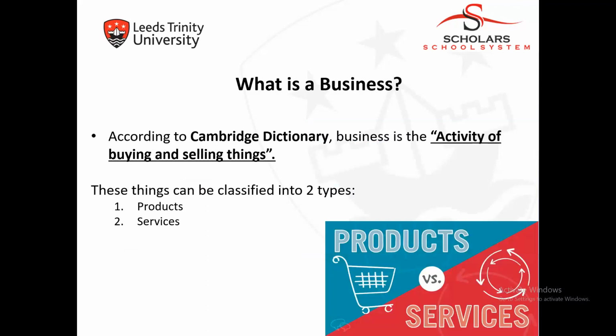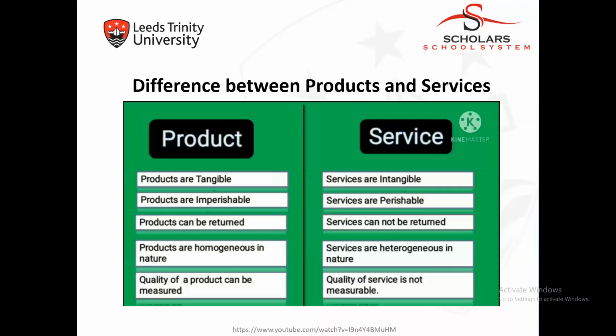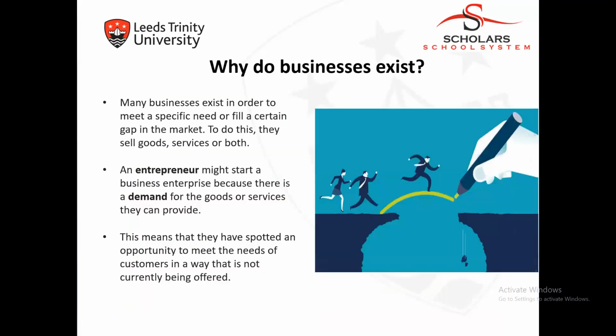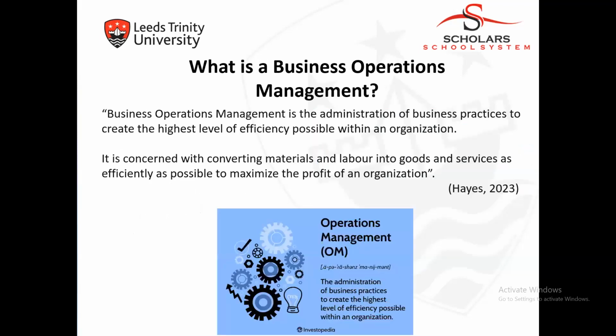And then we discussed some more definitions and the types of businesses and the things that can be done while doing businesses. So businesses can sell two kinds of things. The first one is products and the second one is services. Then we discussed some differences between product and service. And then we discussed why businesses exist, the reasons for the existence of businesses.